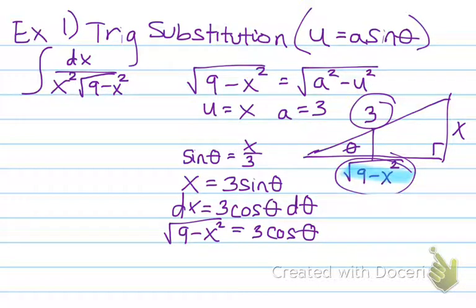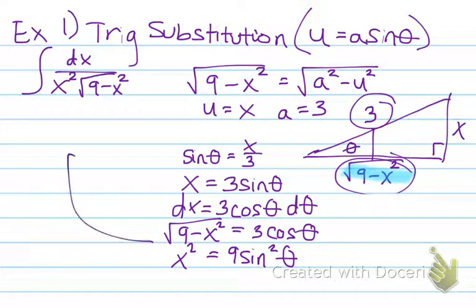All right, and then last but not least, I have almost all the pieces to substitute. I know what dx is because I have that here. I know what the square root of 9 minus x squared is. I have that here. The only thing I'm missing is this x squared piece, so I need to figure out what x squared is, and I can find that by just multiplying x times itself. So x squared equals, I'm pulling it from right here, 9 sine squared theta. So now I have all the pieces I need, so I can substitute them in over here.